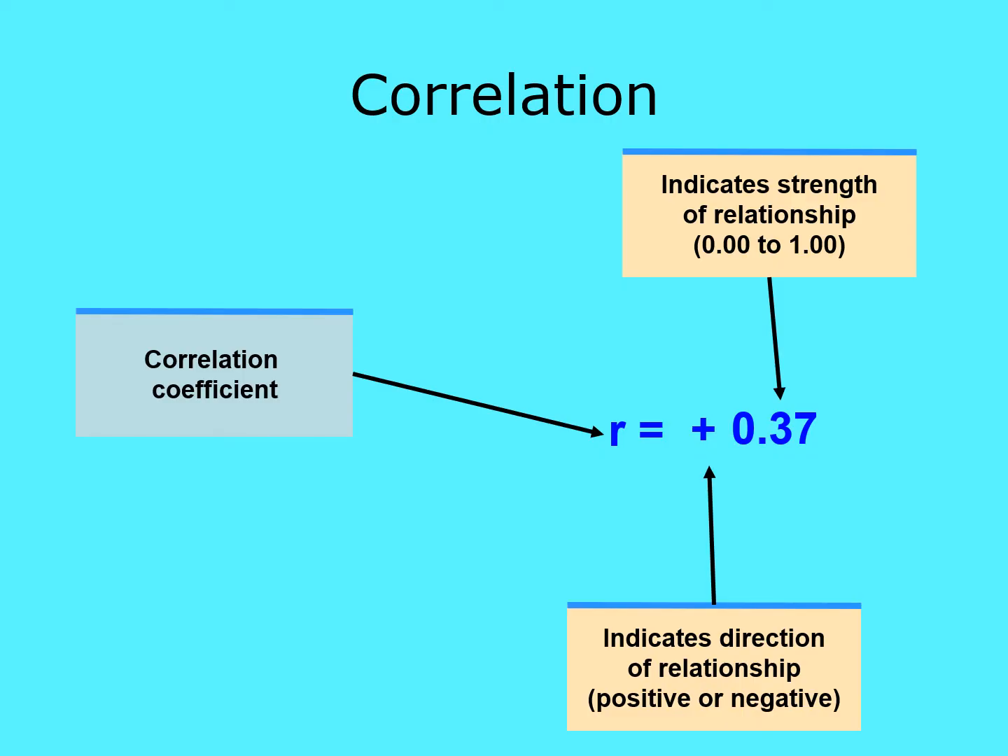For example, if we have a perfect positive correlation, it would be either 1 or very close to 1, maybe 0.98. If we have a very weak relationship, it would be very close to 0, like 0.05, right? So we're looking at the strength of that relationship. We also want to look at the direction of that relationship, meaning that it's either positive or negative.